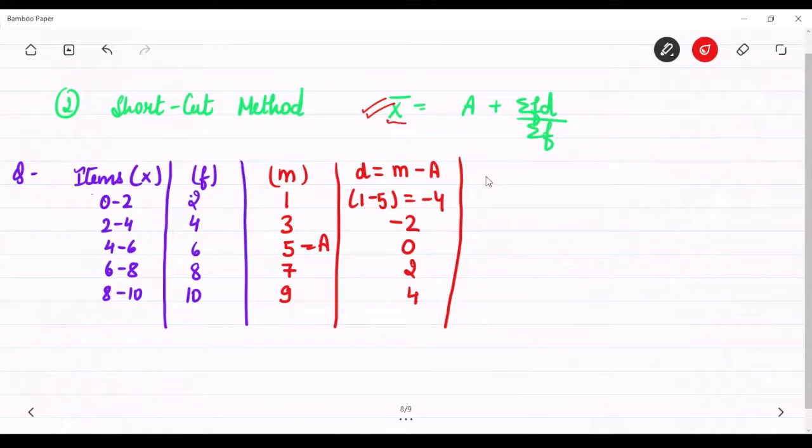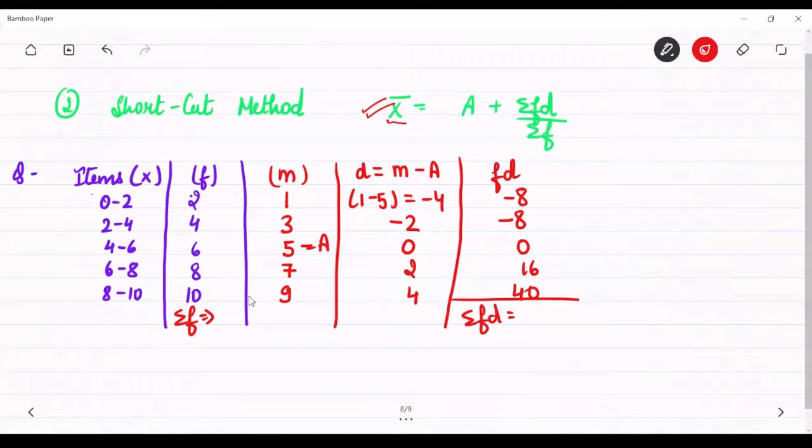Now we need to calculate FD. FD is 2 into minus 4, which is minus 8. 4 into minus 2, which is minus 8 again. 6 into 0 is 0. 8 ones are 8, 8 twos are 16 and 10 fours are 40. Now we need to sum all the FD, and we also need the summation of F. Minus 8, minus 8, it is minus 16. The answer is 40 over here.